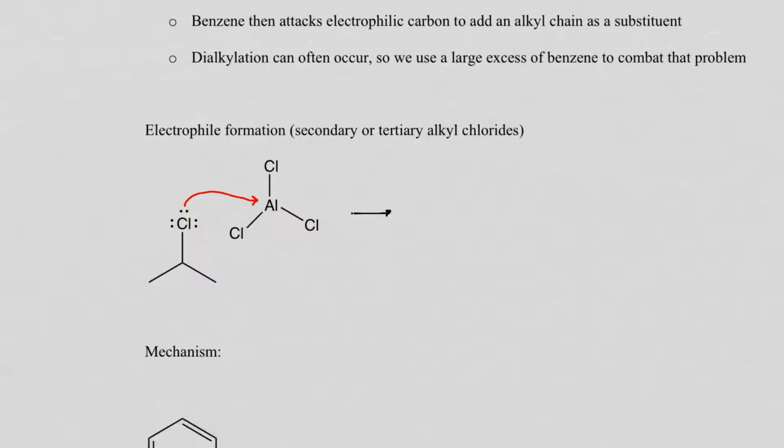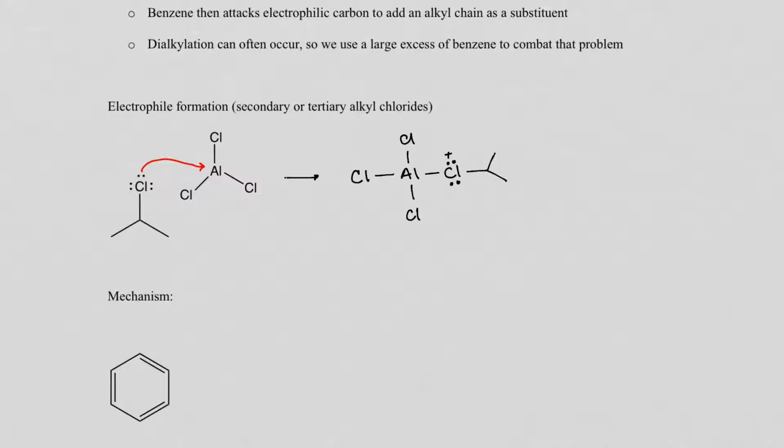So now we have something that looks like this. Oh, not Al. Excuse me. There we go. Cl, Cl, Cl, and then we'll attach that to our alkyl chain right there. Note that this chlorine now has two lone pairs and a positive charge. The next step is the formation of this electrophile. So at this point, you could say, oh, well, we're done. I'm done forming my electrophile.